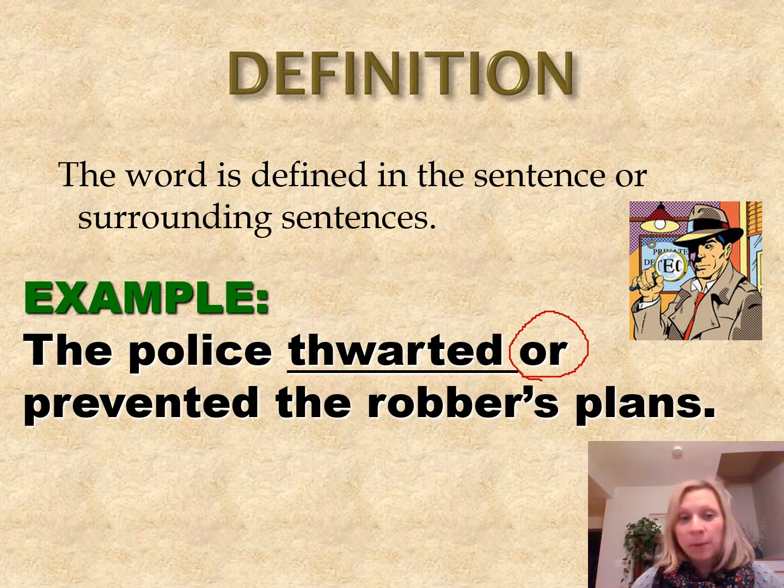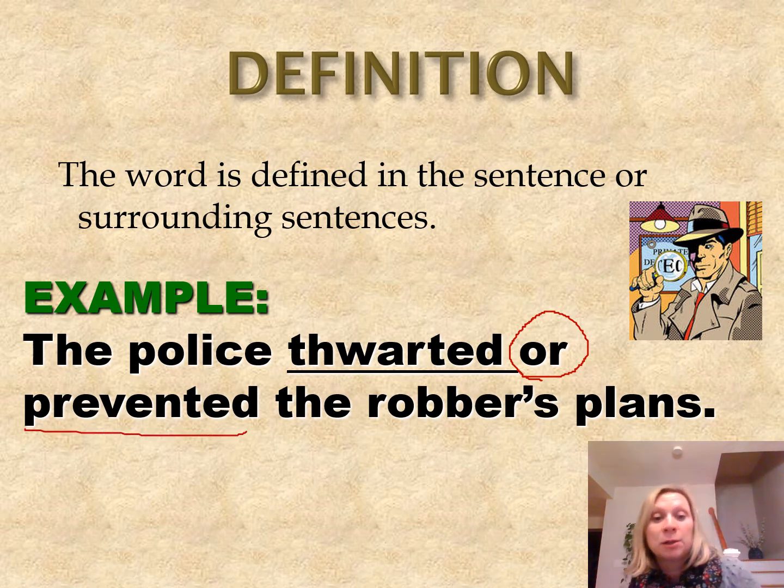So, or the synonym of the word. So, thwarted or prevented. That is what thwarted means. It means prevented. So you probably don't know what thwarted means, but you knew what prevented means.